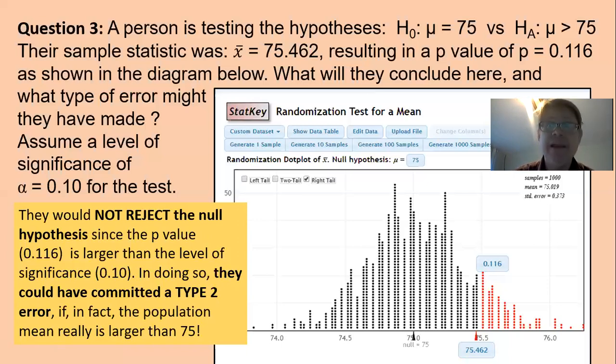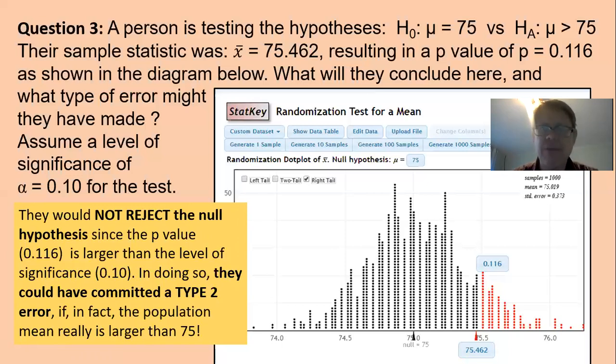We don't know. We believe that we're saying that we don't think there's enough evidence for the alternative hypothesis, but maybe that alternative hypothesis is true. Maybe the mean really is larger than 75. If the population mean really is bigger than 75, but yet we failed to reject the null hypothesis, then we've committed a type 2 error.